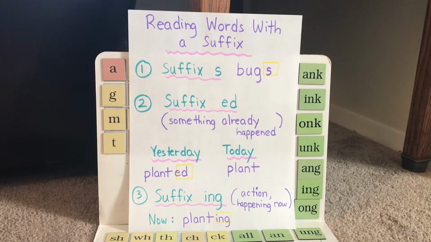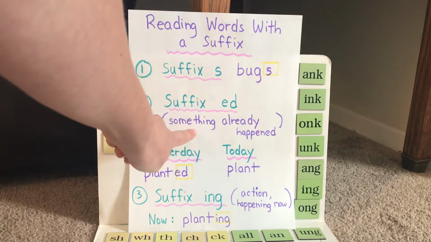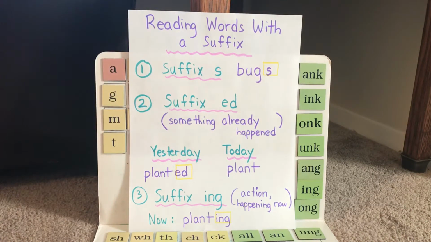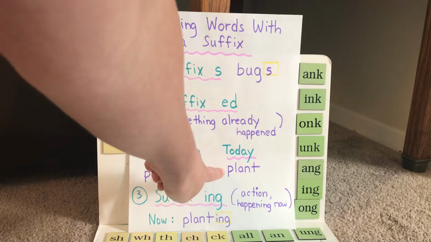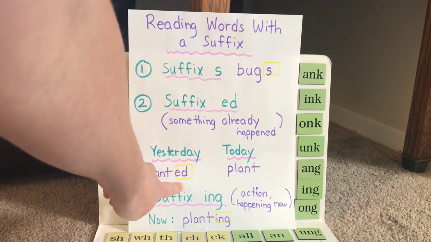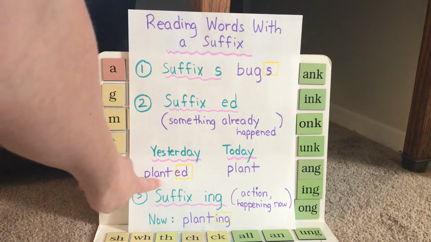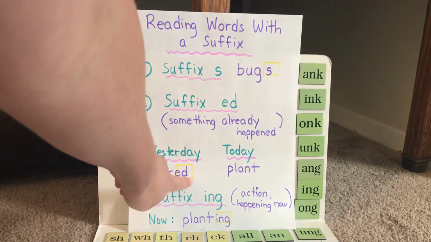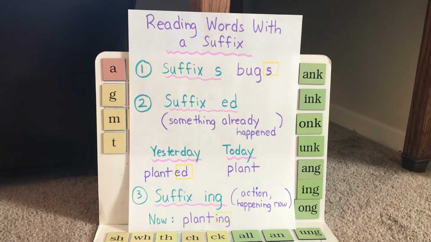So here's one of them, suffix ed. Now, if you add ed to the end of a word, it means that something already happened. For example, today I can plant in my yard. If I add suffix ed to the word plant, then it says planted. And I wrote yesterday because that means I already did it. For example, yesterday I planted flowers in my yard. Okay, and also ed can sound like ed. Sometimes it can even sound like id.